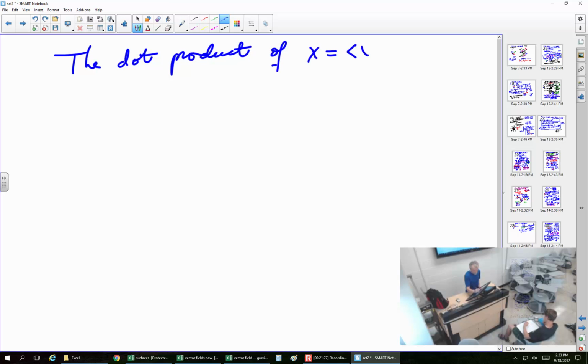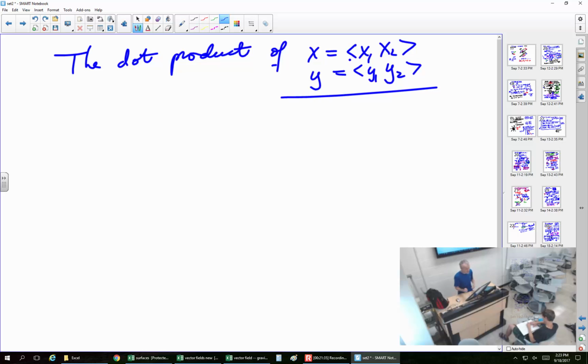X equals x1, x2, y equals y1, y2, and we'll multiply them component-wise and then add. X dot y is equal to x1 y1 plus x2 y2.